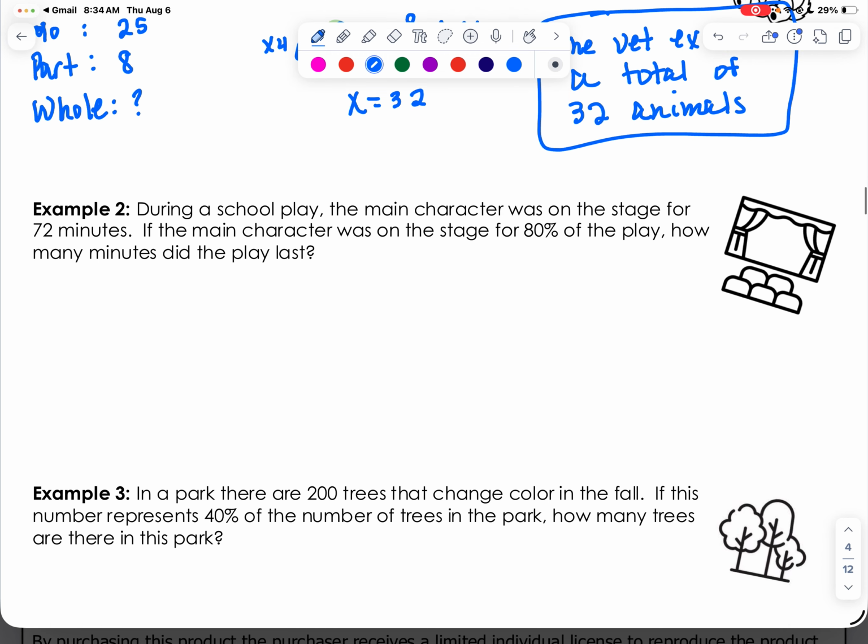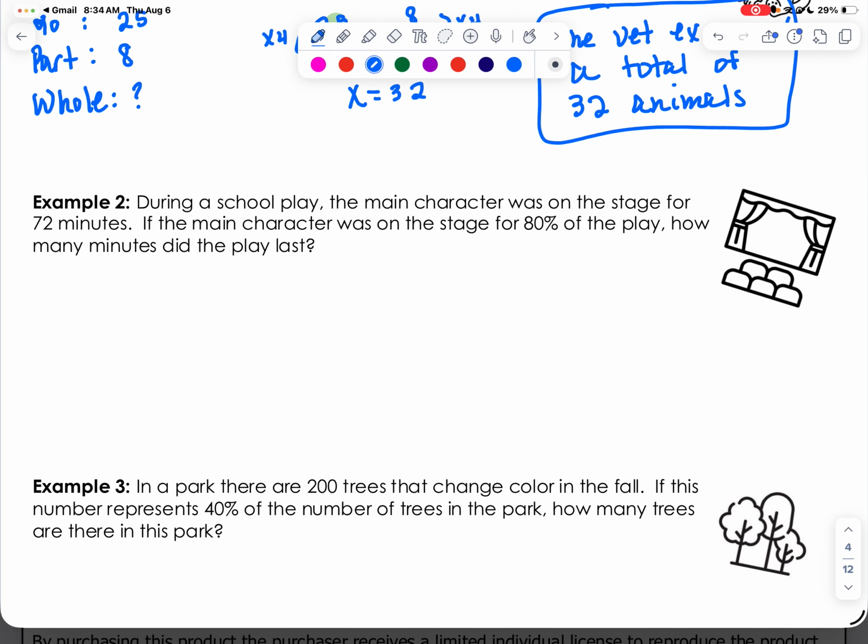Example 2. During a school play, the main character was on the stage for 72 minutes. If the main character was on stage for 80% of the play, how many minutes did the play last? So the main character was on the stage for 72 minutes. He was not on the stage 100% of the time. He was only on stage for 80% of the time. So what we want to know is the total amount of time for the play.